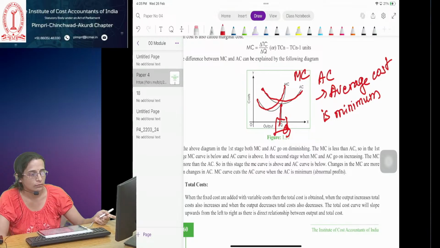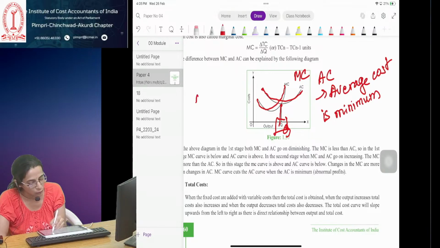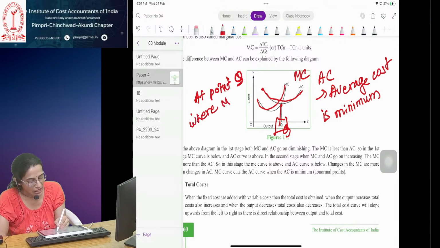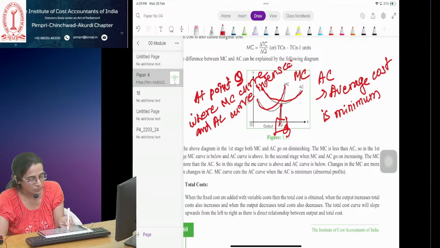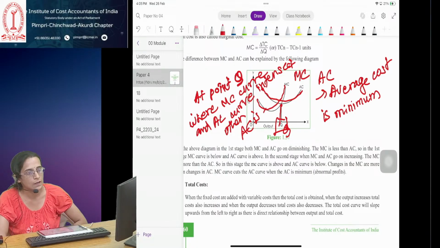Piyush? At point Q, where the marginal cost curve and average cost curve intersect each other, average cost is minimum. Piyush, clear? Okay.